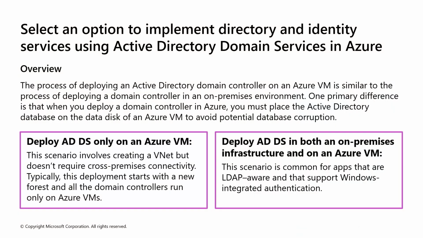Deploying a domain controller in Azure is similar to on-prem, but you must place the AD database on the Azure Virtual Machine's data disk. Options include deploying only in Azure or in both on-prem and Azure environments. Consider scenarios like resiliency, latency, and extending access to worldwide sites. Static IP addresses are recommended for the domain controllers, and greenfield deployments are common for new environments.